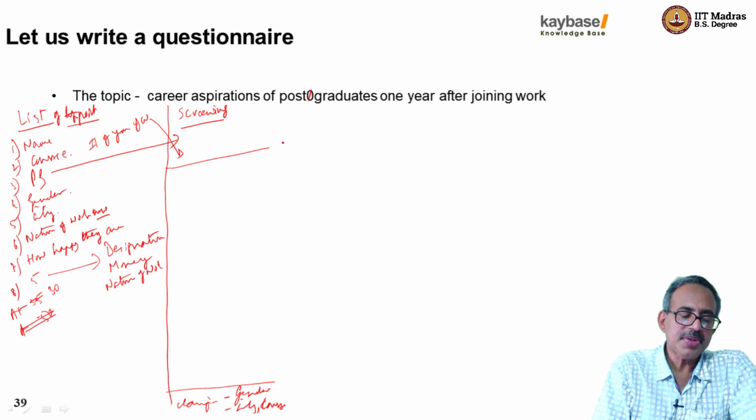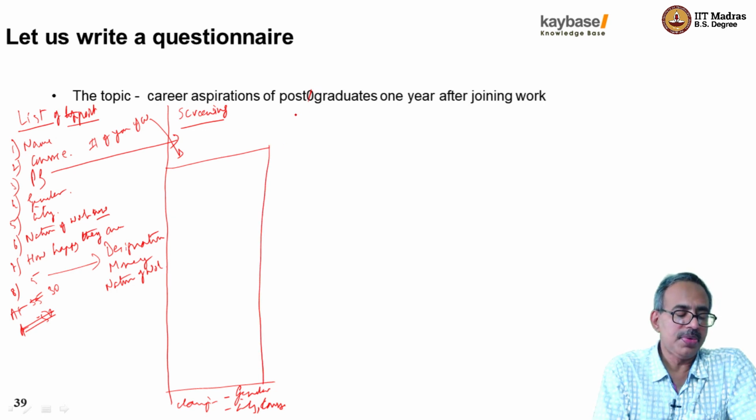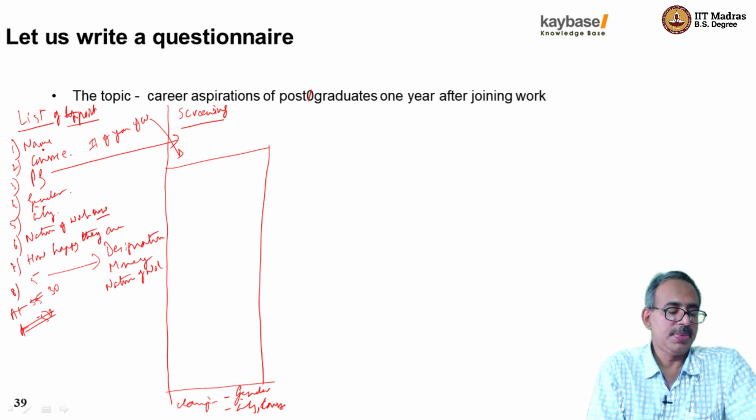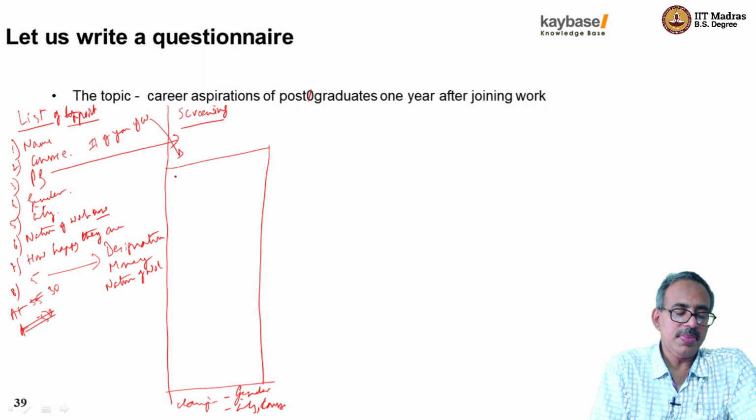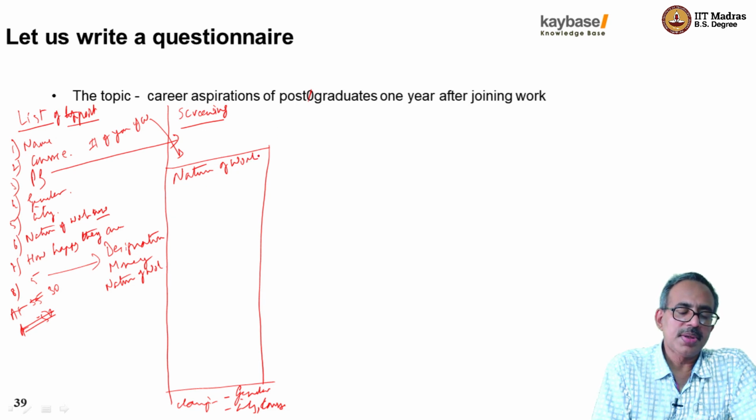Good. So now here we are. Within this, what will be section A? Now we have to do a flow chart. So what will be section A? First, we will ask, what is the nature of work now? How are we going to ask it? Are we going to ask it aided or unaided? Those are the decisions we have to take.